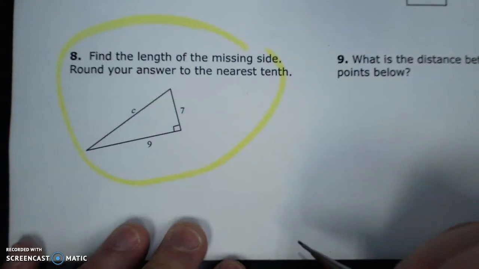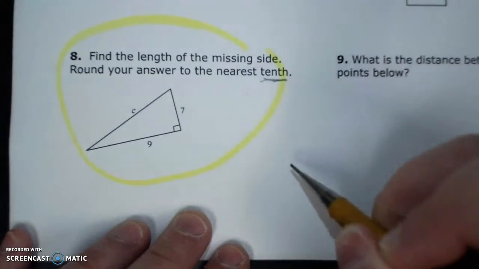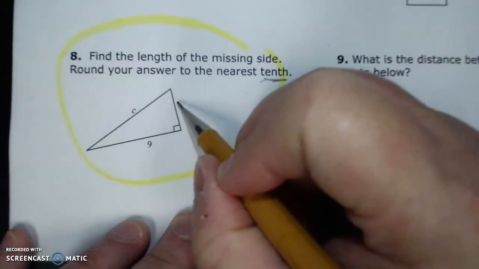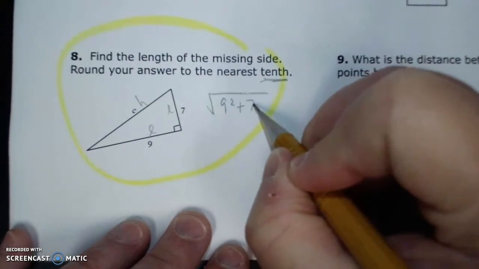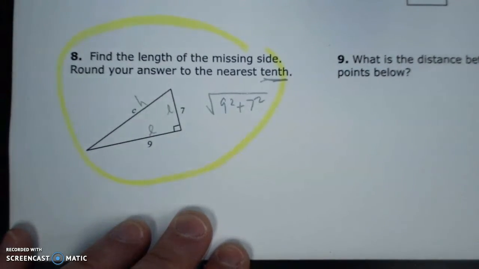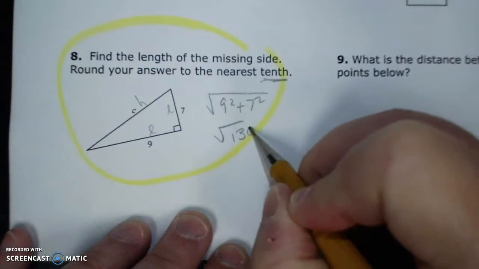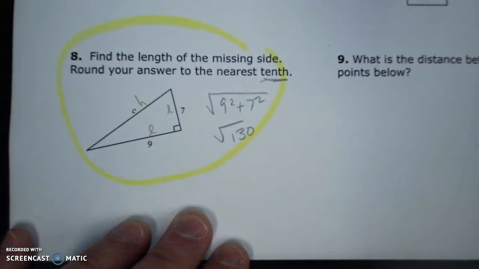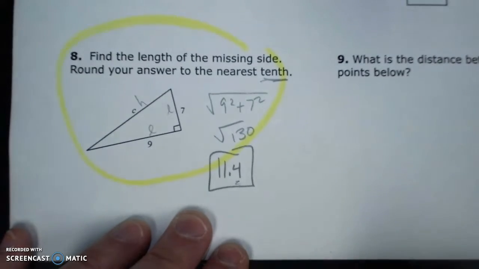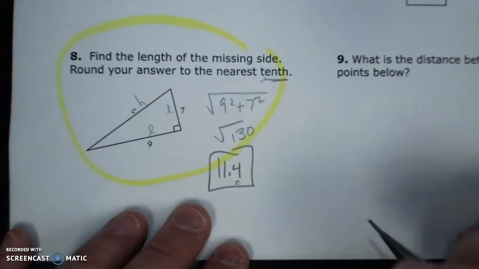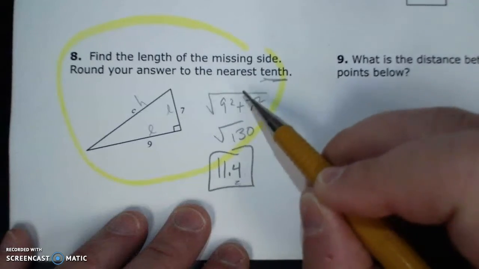Find the length of the missing side, round your answer to the nearest tenth, so I need to know what tenth is. That's my leg, I'm needing my hypotenuse. I do 9 squared plus 7 squared. That turns out to be the square root of 130, and the square root of 130 is 11.4, and that's my tenth digit, so that would be my answer. If they asked to truncate instead of nearest tenth, be able to do either.